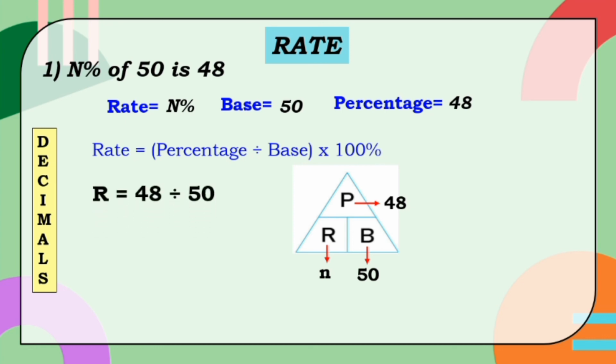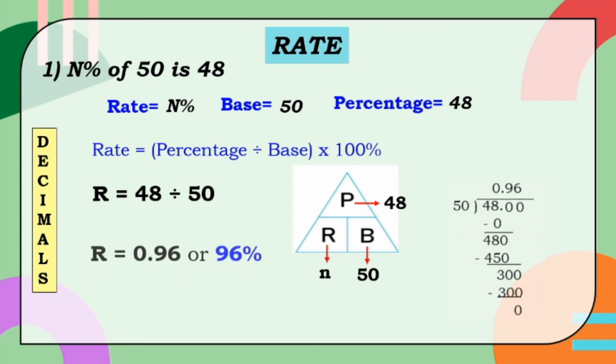Let R be the rate. So, R equals 48 divided by 50. Using long division method, 48 divided by 50, the quotient is 0.96. R equals 0.96. No need to multiply by 100%. So, just move the decimal point 2 places to the right. So, magiging 96%. Therefore, the rate is 96%.